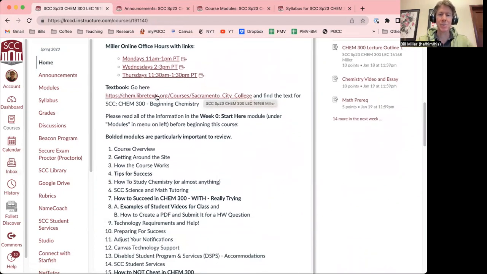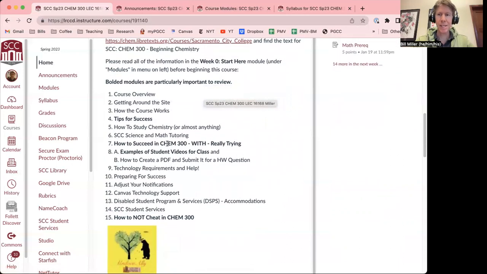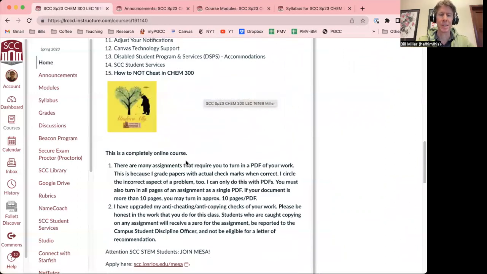The textbook can be found here, and you're looking for CHEM 300 Beginning Chemistry at the CHEM Libre Texts site. And then even before the course starts, and now that we're into the course, there's a bunch of information here, including the syllabus, including tips for success, and examples of student videos for class. We'll go over that in a minute too.